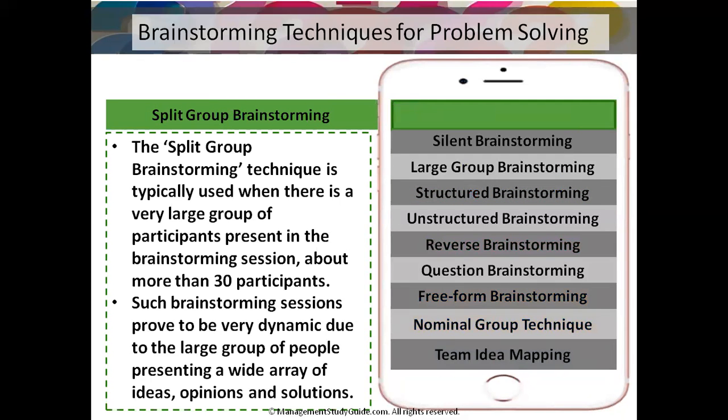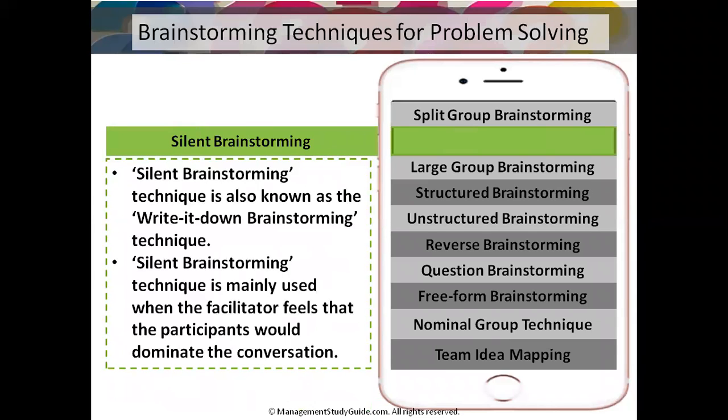Now, the split group brainstorming technique is typically used when there is a very large group of participants present in the brainstorming session, more than 30 participants. Such a brainstorming session proves to be very dynamic due to the large group of people presenting a wide array of ideas, opinions, and so on. Then we have the silent brainstorming technique, known as the write it down brainstorming technique. Silent brainstorming is mainly used when the facilitator feels that some participants will dominate the conversation.